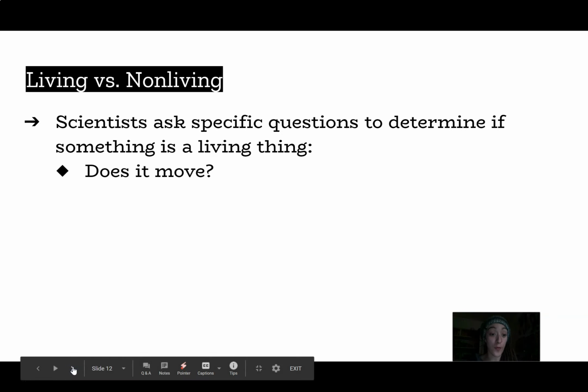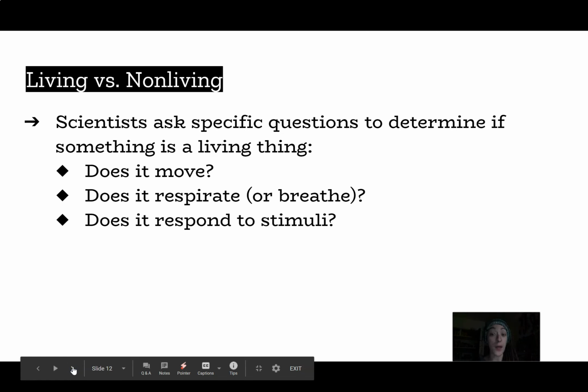First, does it move? Can it move on its own? Second, does it respirate? And respirate means does it breathe? Does it take in gas from the atmosphere and put gas back out into the atmosphere? Third, does it respond to stimuli? Will it react if it is in danger, or will it hide or shrink from pain? Does it get excited by loud sounds? That kind of thing. Does it react to its environment?